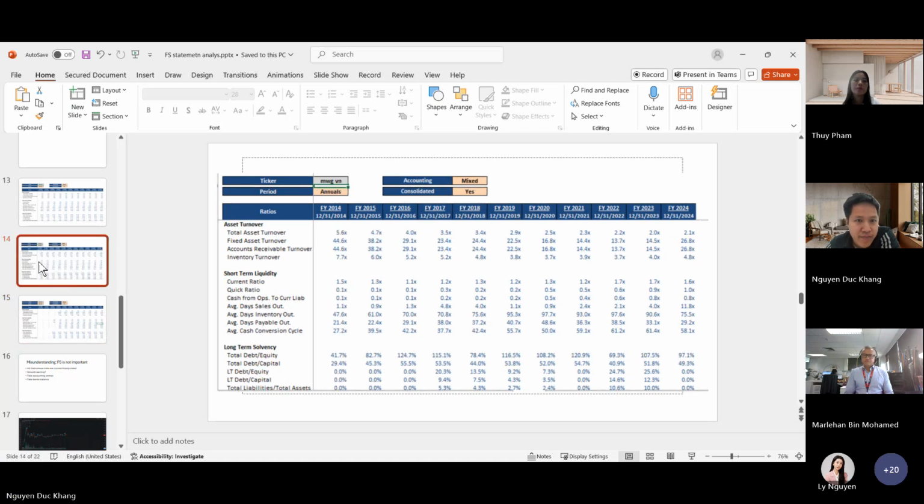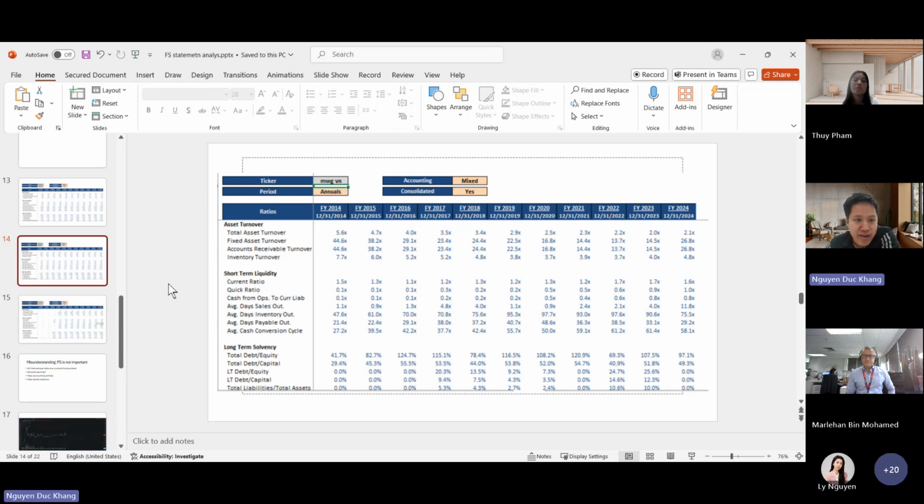3.5 and Mobile World is 4.8. So I think this is one of the reasons Mobile World has the biggest market share and FRT is the second. You can see that through the income statement, and even in the ratio.